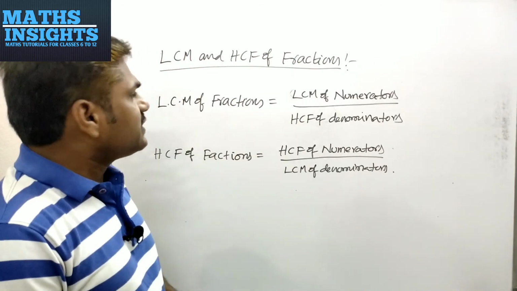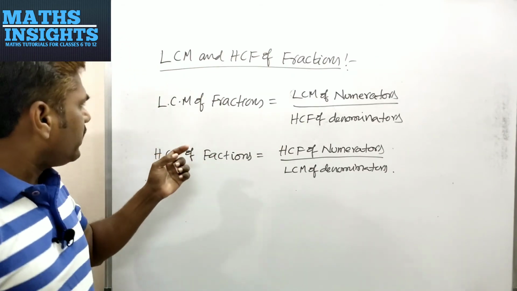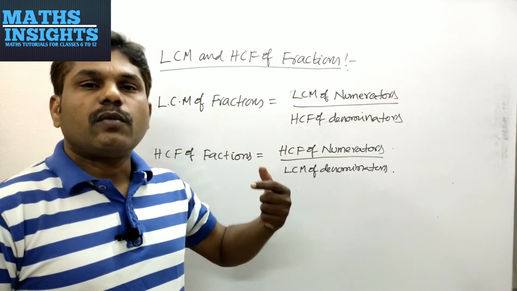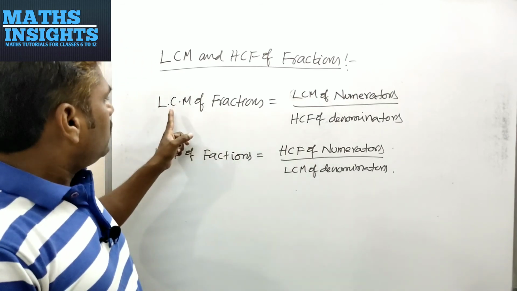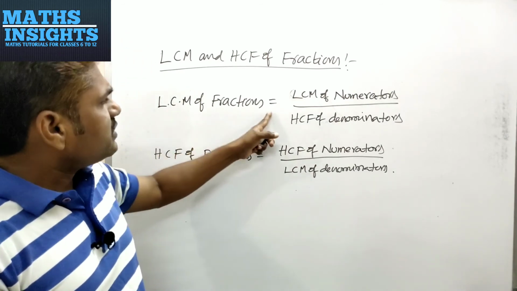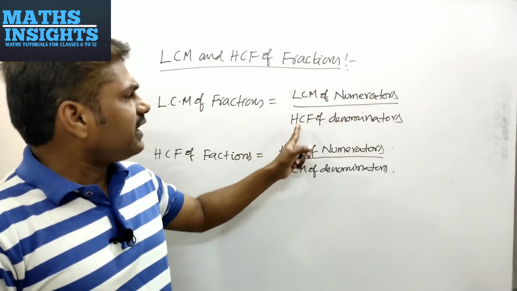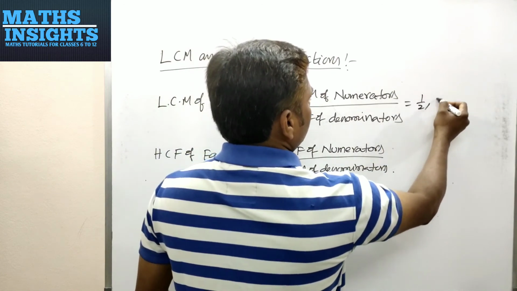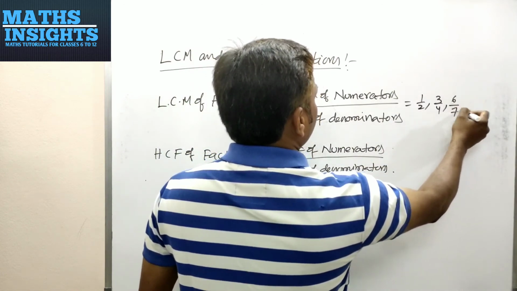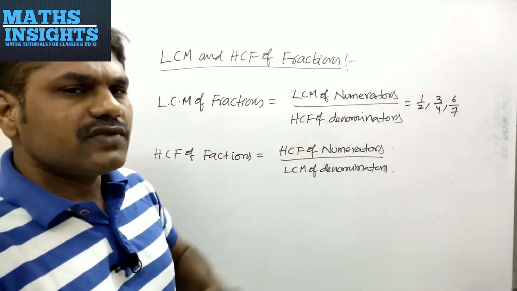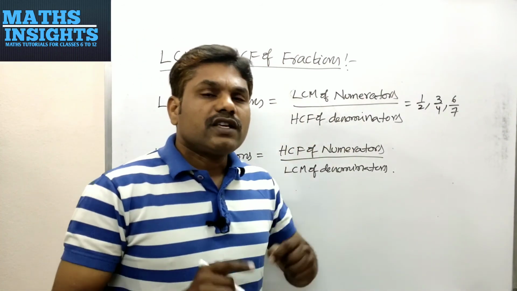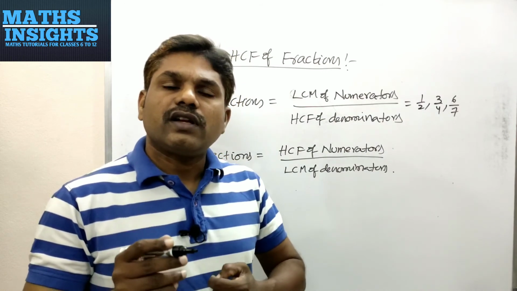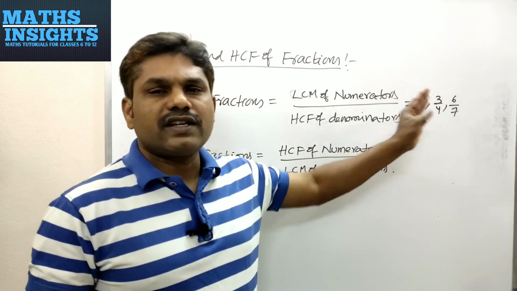How to find the LCM and HCF of fractions? If you want to find the LCM of any two fractions, minimum 2 fractions, and you may take more than 2 fractions also, the LCM of fractions is LCM of numerators by HCF of denominators. Suppose I take 1 by 2, 3 by 4, 6 by 7. If I want to find the LCM of these fractions, LCM is nothing but the least common multiple. That means that which is divisible by these 3 numbers.